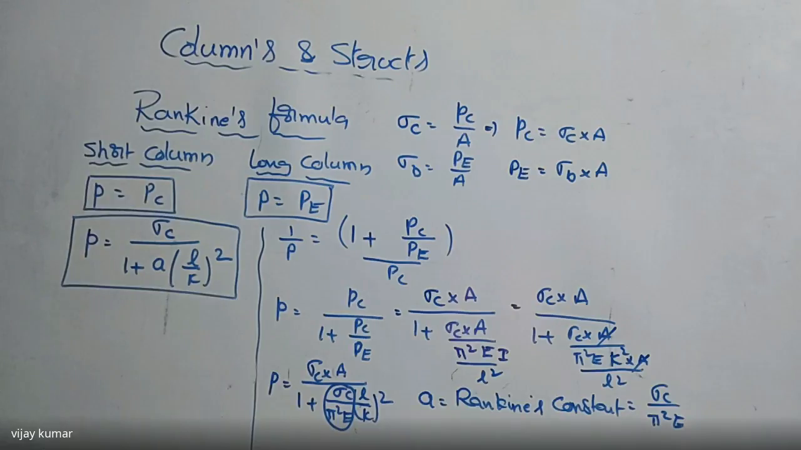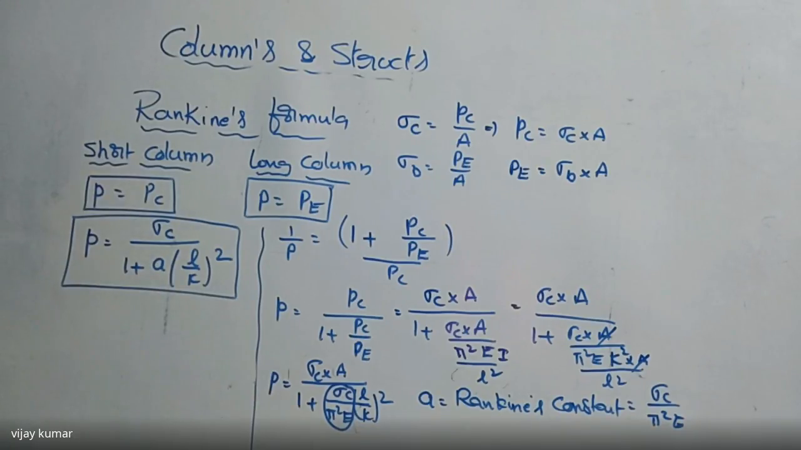Did you get my point or not? Right? So in this way we can calculate the critical load, the maximum load on a column when the column is subject to axial load. We are using different types of materials, so for those materials having L by K ratio, A is also there.